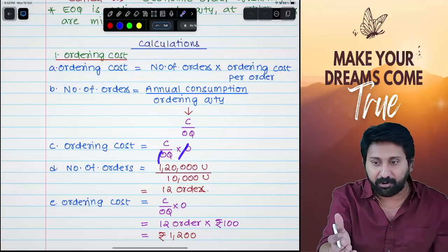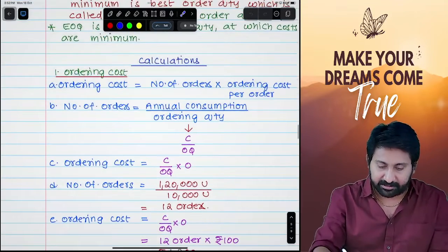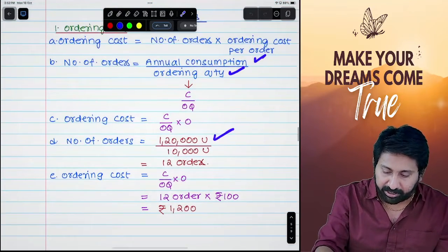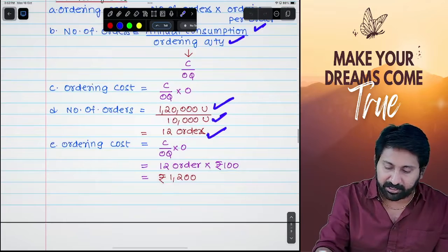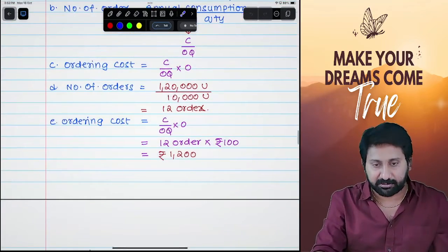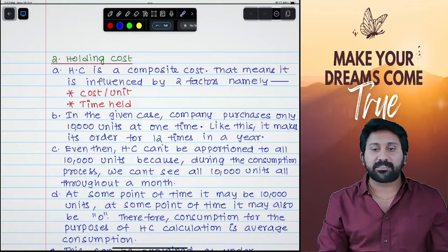Number of orders, annually how much do I want? 1,20,000. Ordering quantity is 10,000. How many orders? 12 orders. Ordering cost is 1,200. Next, holding cost. Holding cost is a composite cost.